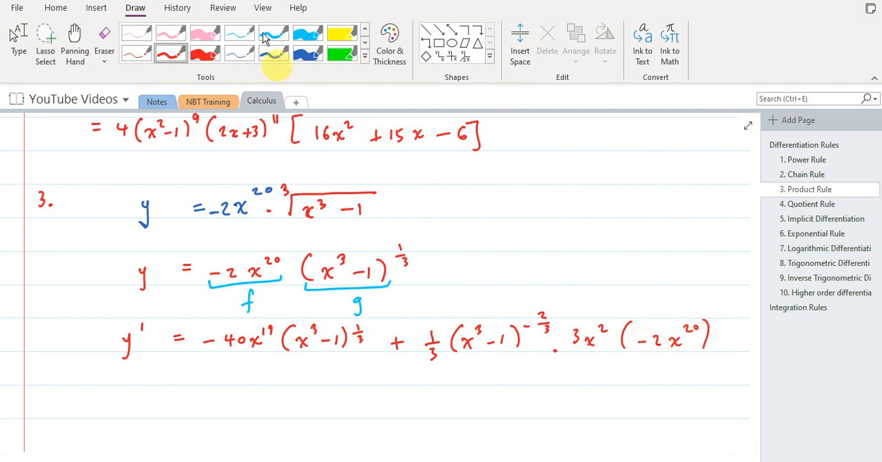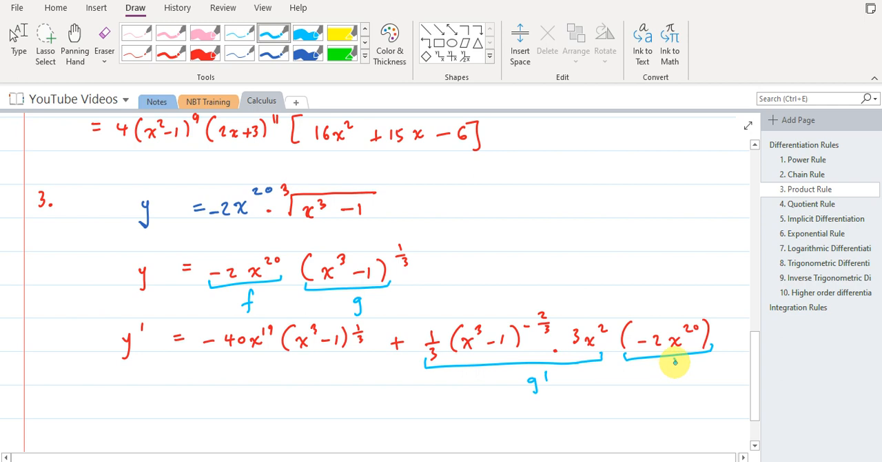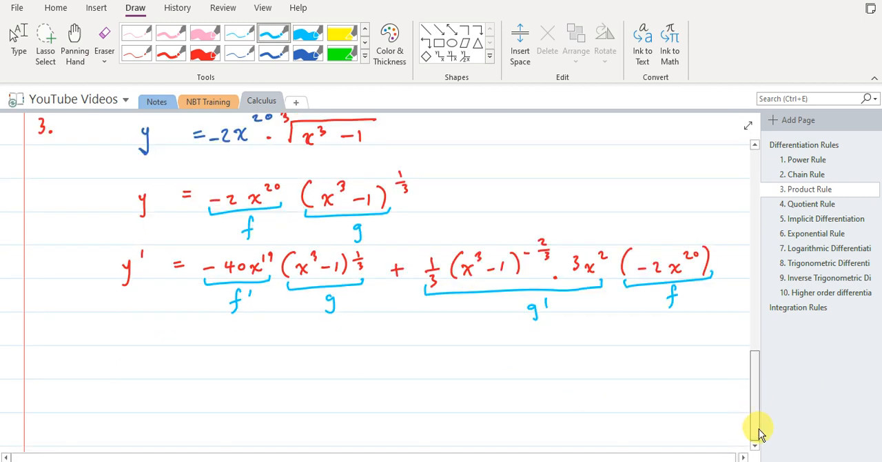So this is all your derivative from here to there. That's your g prime, and that's your f. This is your f prime, and that's your g. Well, this is your unsimplified answer. Now if you want to simplify, remember to take out the HCF. So the 1/3 and the 3 cancel out, as we can see. So for y prime, we're taking out an HCF here.